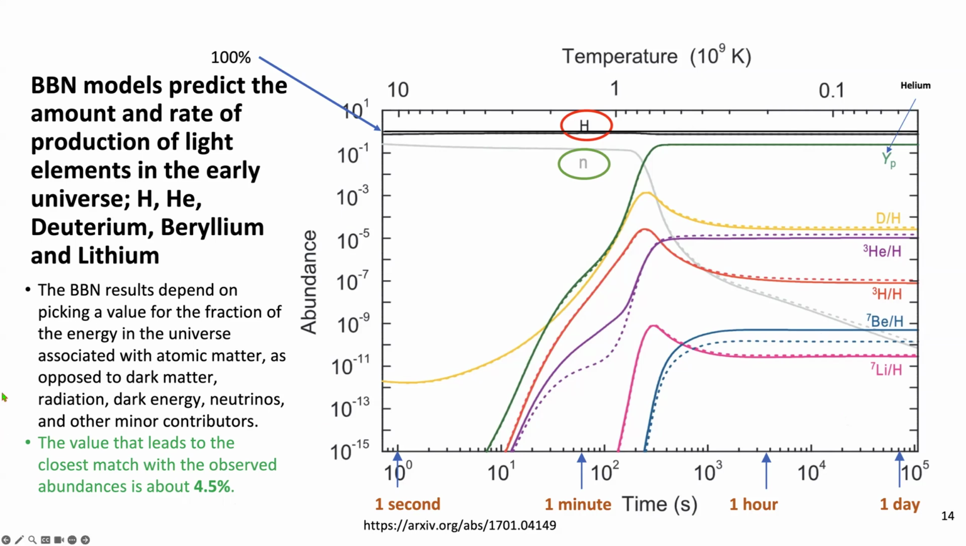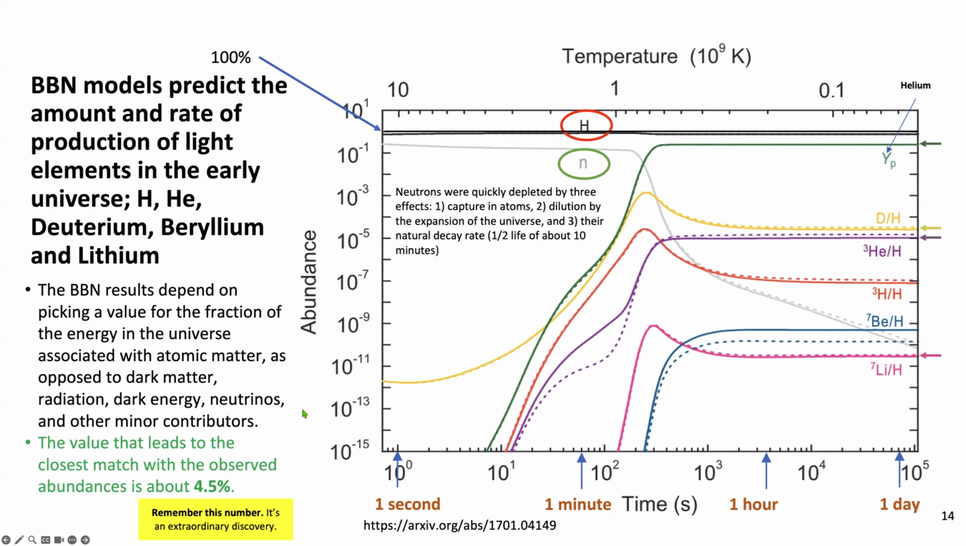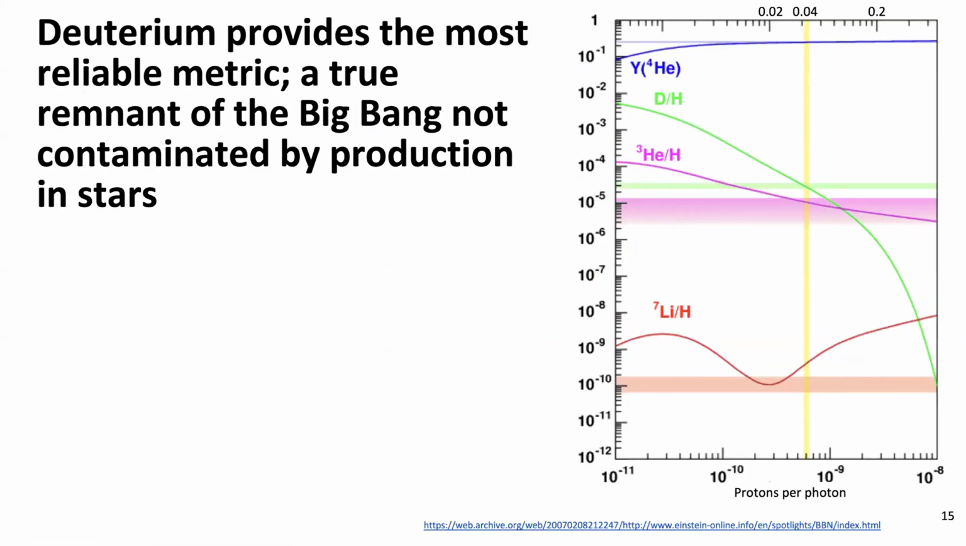So keep this in mind. 4.5%. We'll see this again in a minute. There's more details on here. So we're going to remember that number, 4.5%. Now we have a different way to look at the properties of the universe.